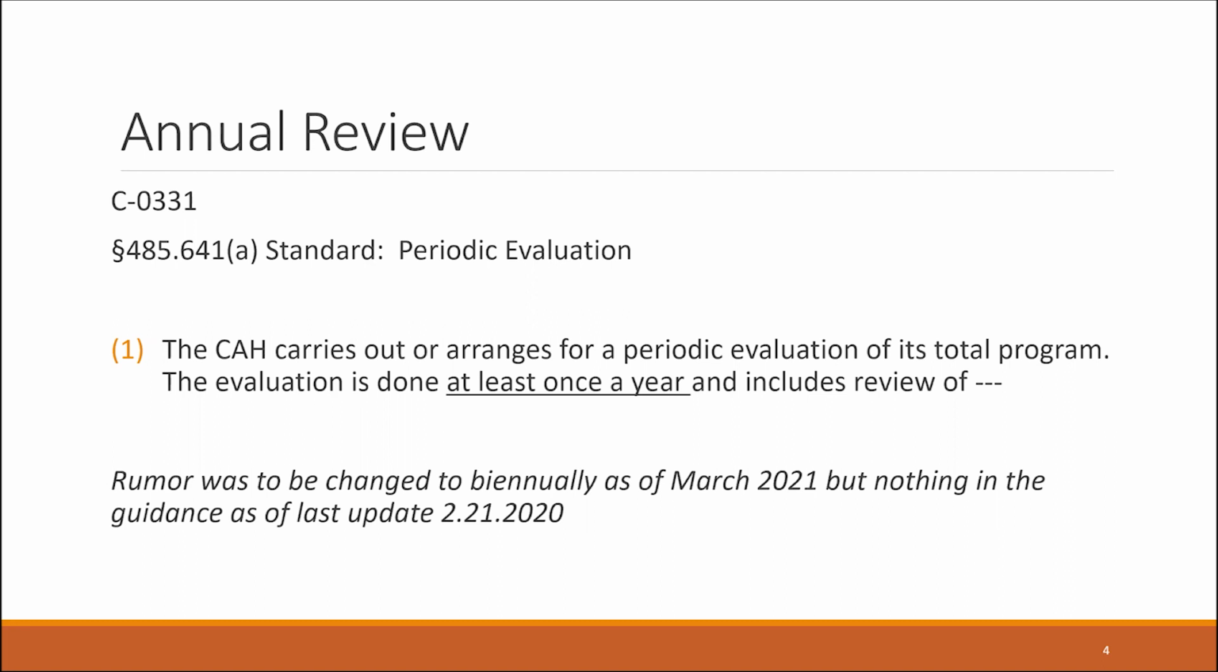When the State Operations Manual came out in 2/21/20, there was a lot of red in it, and we're going to go through a little bit more of this down the road. But one of the things was the periodic evaluation. And in the guidance as it currently sits, it states the CAH carries out or arranges for periodic evaluation of its total program. The evaluation is done at least once a year and includes a review of, in which we'll go through.